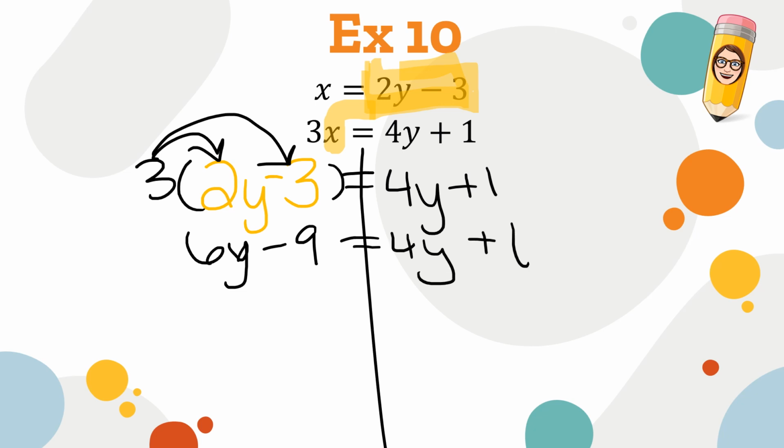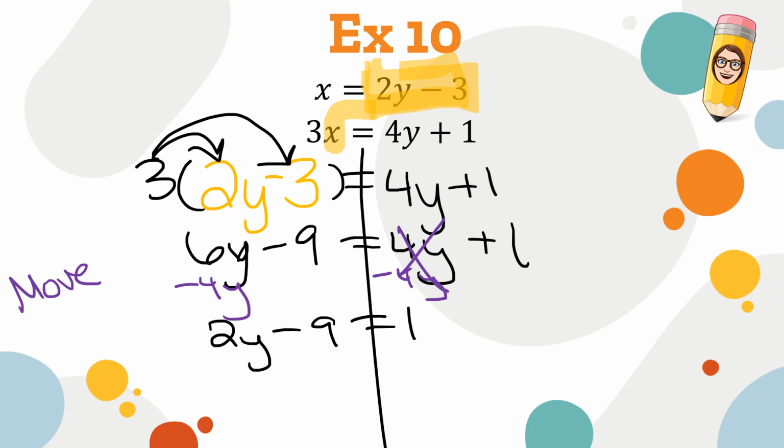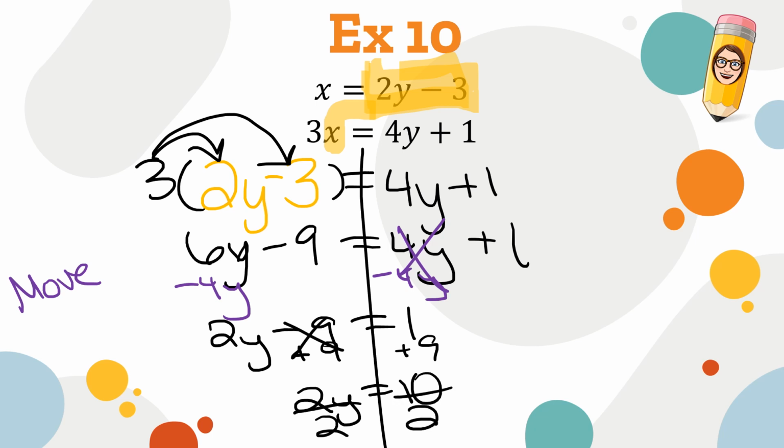There's nothing to combine on this one, but remember there's a step called move variable. So instead of positive 4y, we're going to minus 4y. Or you could move the 6y by subtracting it, right? It doesn't matter which one you pick. Opposites go away. We've got a 2y left over. Everything else falls down. Instead of minus 9, let's add 9. And undo any multiplication or division. We get a y value of 5.